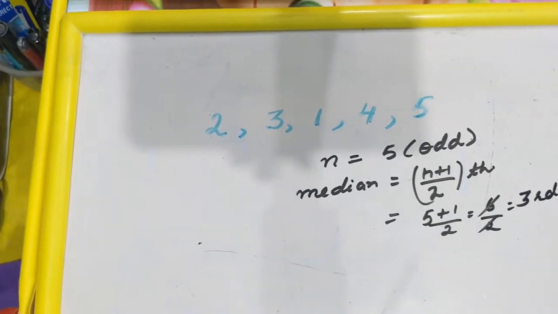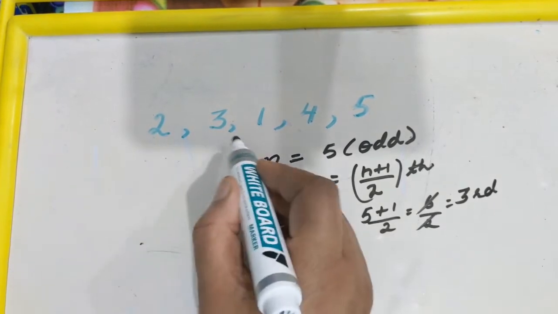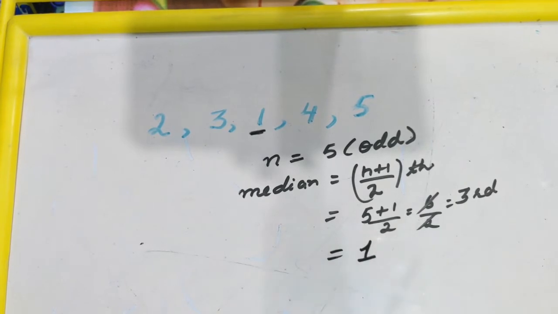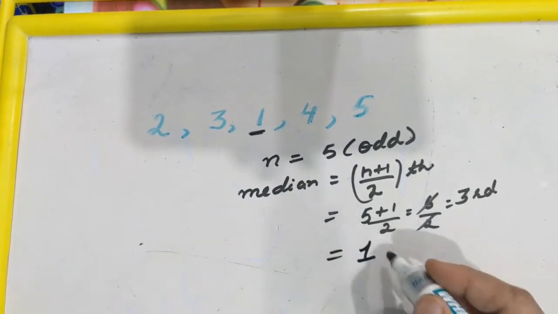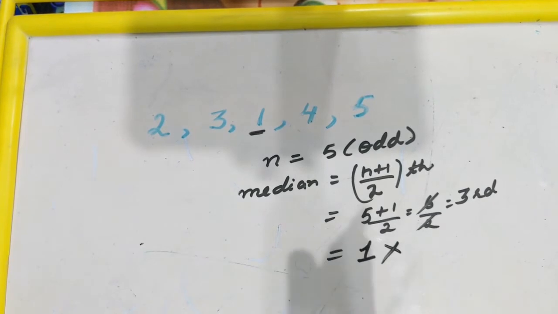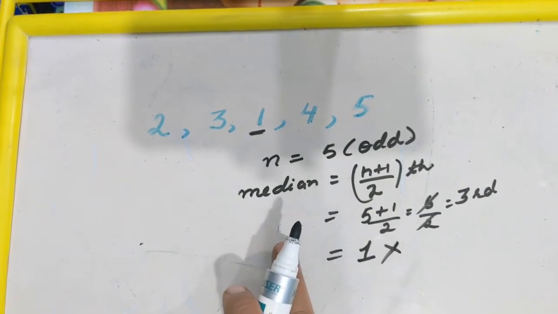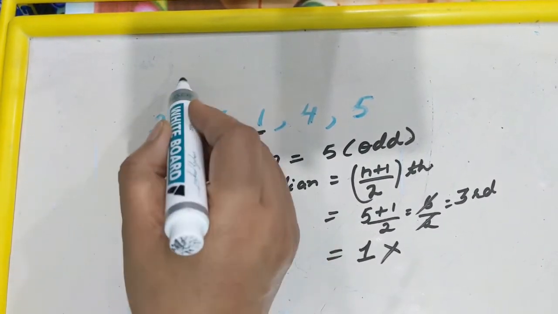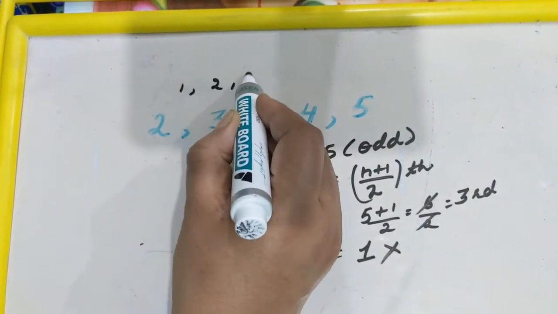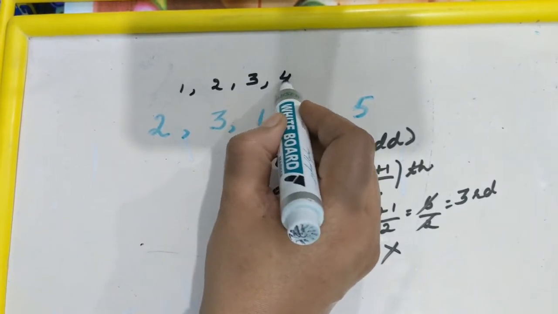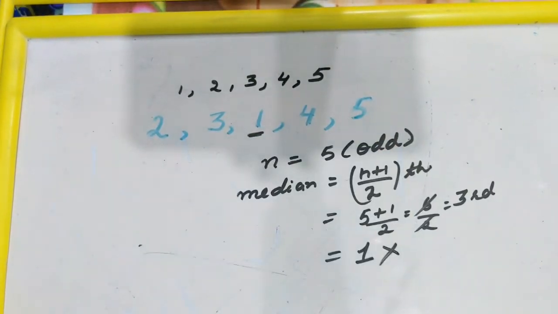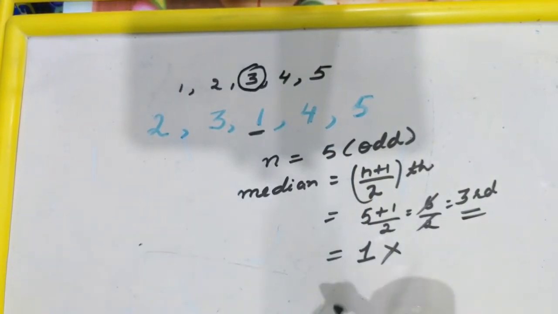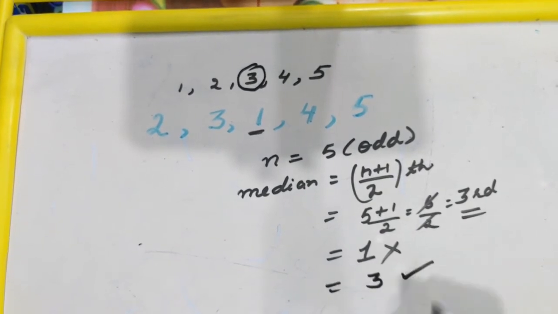So let us find the third term here. First, second, third. So the third term is 1. Hence in this case the Median is 1. But actually this is wrong. Why? Because here we have not followed the first step. So let us rearrange this data: 1, 2, 3, 4, 5. And then try to find the third term. The third term is 3. Hence in this case the Median is 3 and this is the right answer.